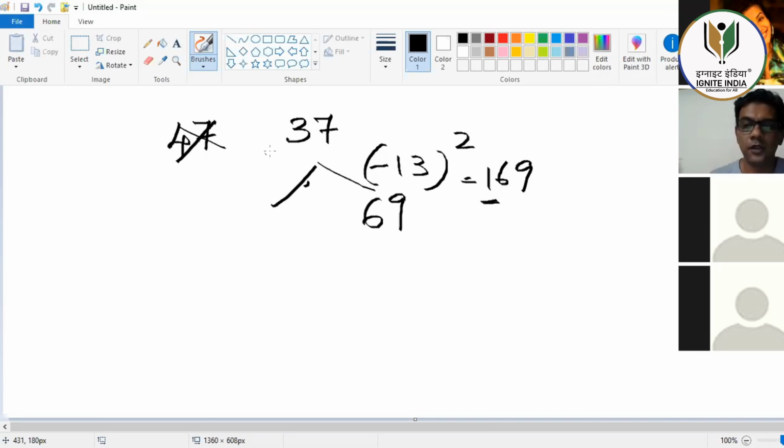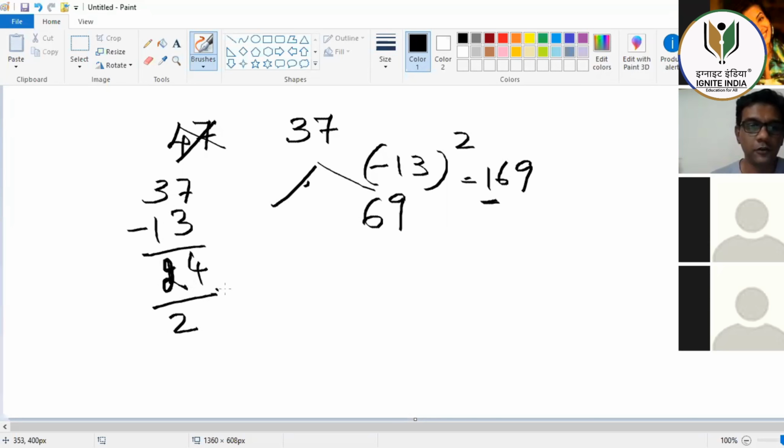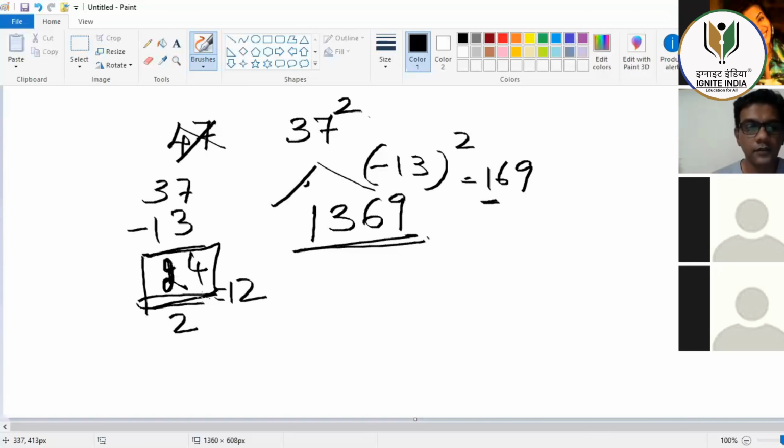Now, what should I do on the left-hand side? I subtract 13 from my number 37. What do I get? 24. So halve 24, that gives 12. Now, do I have a carryover? Yes, so bring that carryover. So 1369 becomes my 37 squared. Got it? Always remember this.